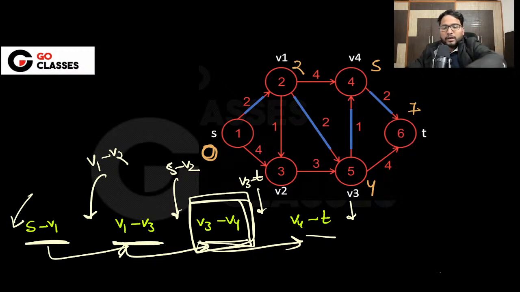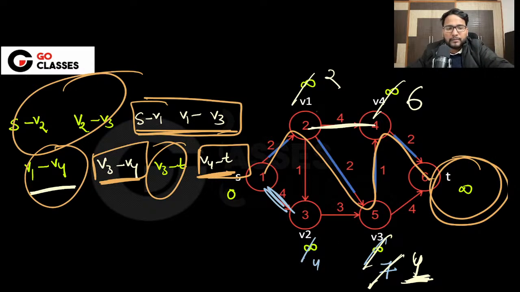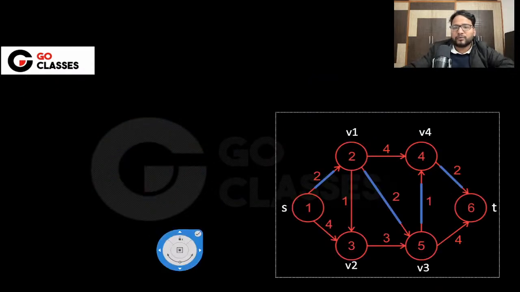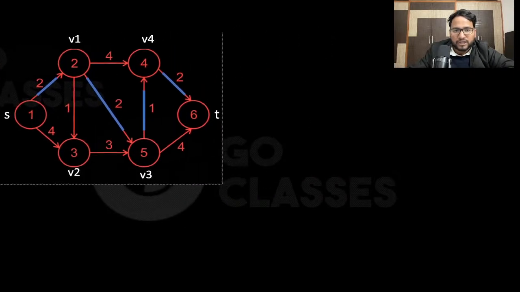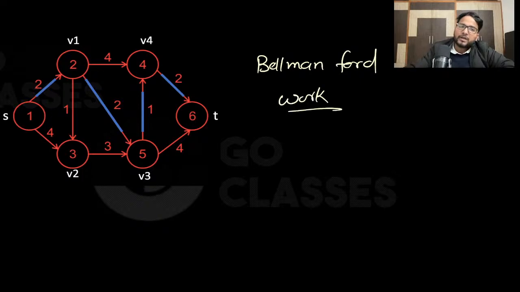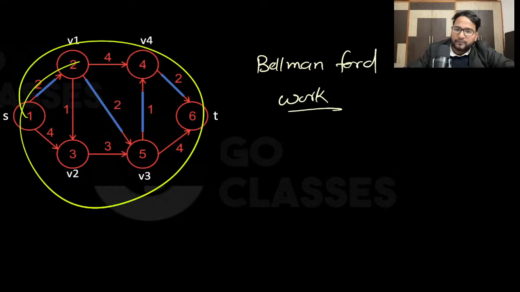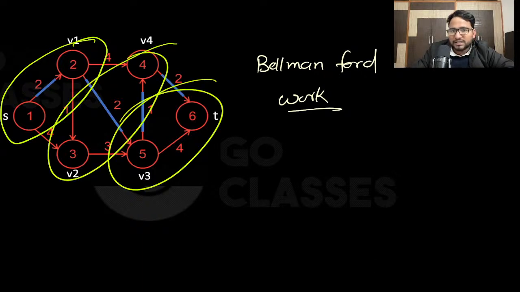Now let's see how Bellman-Ford works and why it works. But first, the working of Bellman-Ford. What does Bellman-Ford say? You have this particular graph. How many vertices are there? 1, 2, 3, 4, 5, 6. These are the 6 vertices.